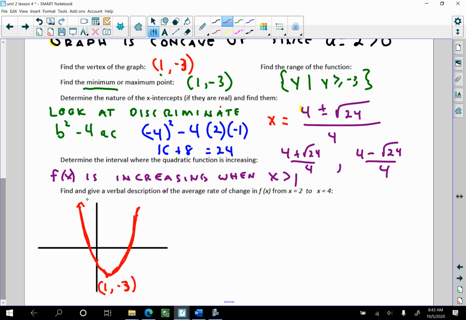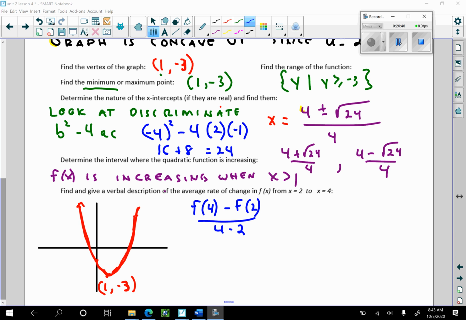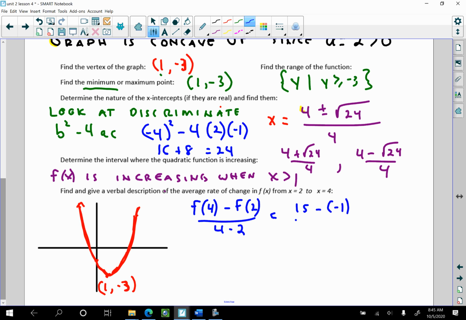Okay, and I'm going to find the average rate of change in f of x from 2 to 4. So I'm going from 2 to 4. The first thing I'm going to do is find f of 4 minus f of 2 over 4 minus 2. So f of 4, if I did the mathematics, is 15. F of 2 is -1. So it's going to be f of 4 minus f of 2 divided by 2. This is going to be 15 plus 1 is 16, divided by 2 is 8.